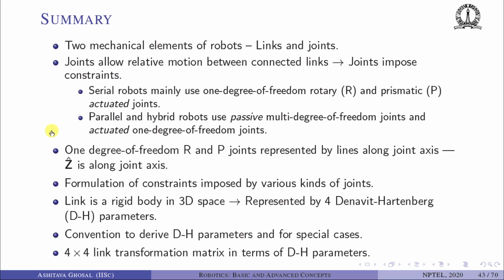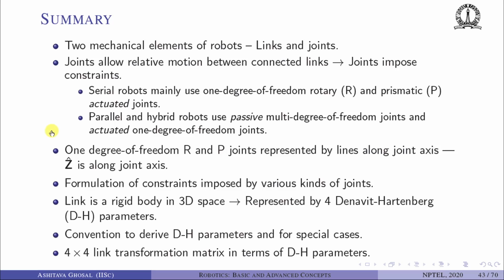To continue, in a serial robot, we mainly use 1 degree of freedom rotary and prismatic actuated joints. That is simply because it is sort of hard to put more than one actuator at one place and implement a multi-degree of freedom joint. However, in a parallel and hybrid robot, we have passive multi-degree of freedom joints and actuated 1 degree of freedom joints. I will show you later that in a parallel robot we can have a spherical joint which is not actuated.